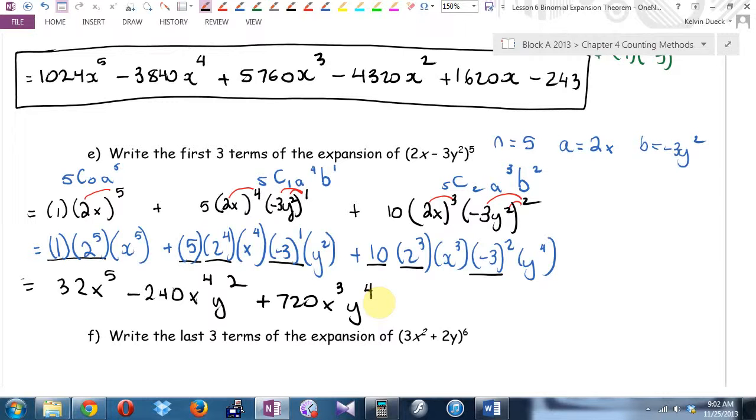But what did this question ask? Read me the question. How many terms? 3. Okay, you know what the first 3 terms of the expansion of that are? 32x to the 5th minus 240x to the 4th y squared plus 720x cubed y to the 4th.